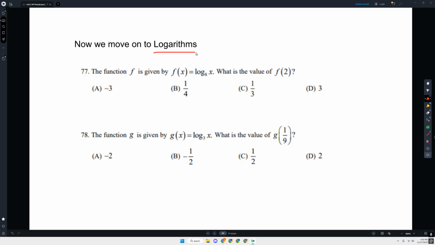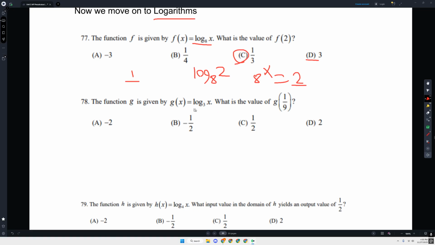Now we're going to move on to logs. And logs pretty much are the inverse of exponentials. So we're going to first plug in log 8 of 2. And if you remember, we're going to say 8 to what power equals 2? And that would be 1/3. Because if it was negative, it would become a fraction. And if it was to the power of 1/4, we would get a decimal. And if it was 1/3, that's a perfect 2. So that would be that.